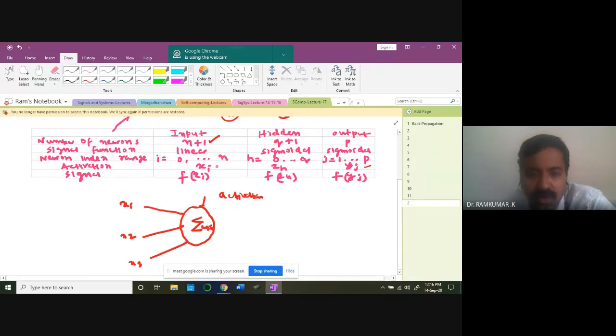So for the input layer you call the activation Xi, for the hidden layer you call it ZH, and for the output layer you call it YJ. After this activation is computed, we pass that value to a function, that is a sigmoidal function, which we call f of Xi, f of ZH, f of YJ. So you pass it through the function, and then you take the output.